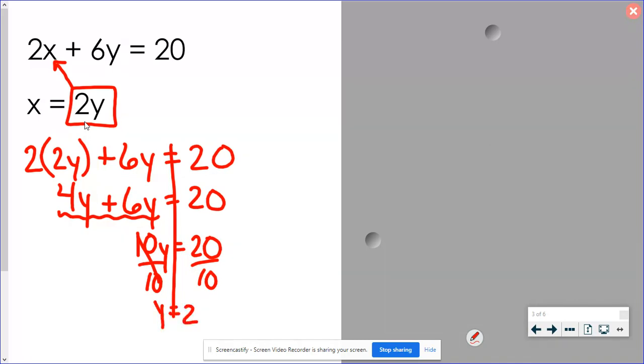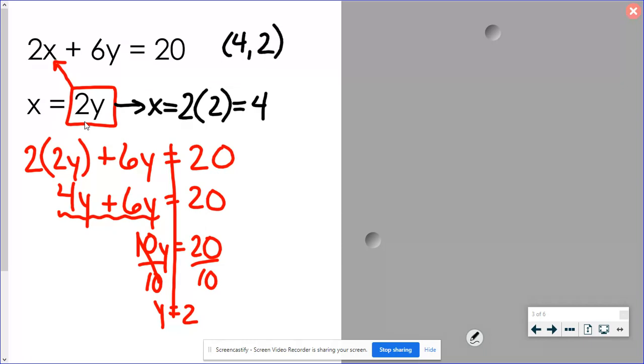Once I know what the y is, I'm going to find the part where it says x equals, because I still have to find the x. So I want to know what x equals. X equals 2 times, well, instead of a y, I'm going to write down what the y was, which was a 2. So that means that x equals 4. When I write my ordered pair, remember, it's always, always, always x and then y. So this ordered pair would be 4 for the x and 2 for the y.